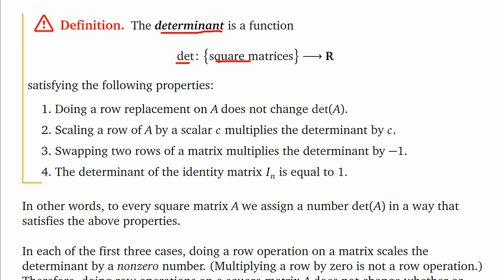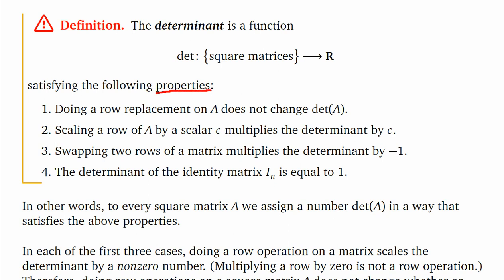and its domain is going to be all possible square matrices, and its output, or its range, is going to be a real number. All right, so I put in a square matrix, and this function will spit out a real number. And that's going to be helpful for a lot of reasons. But let's talk about the process. Let's talk about the defining properties, right?